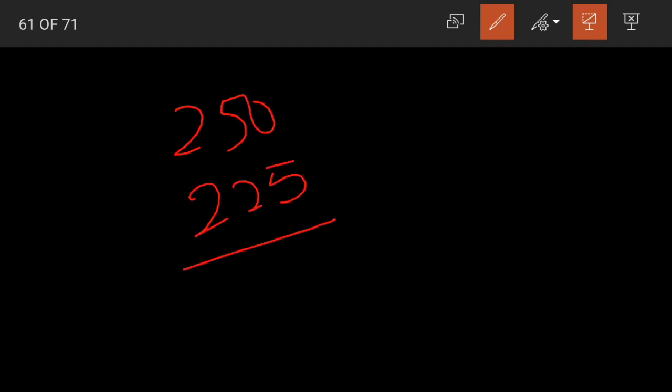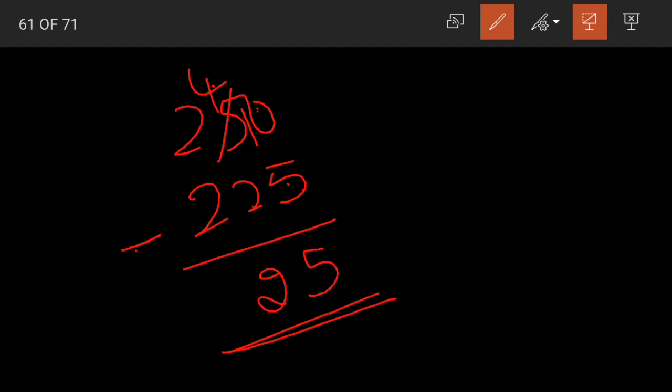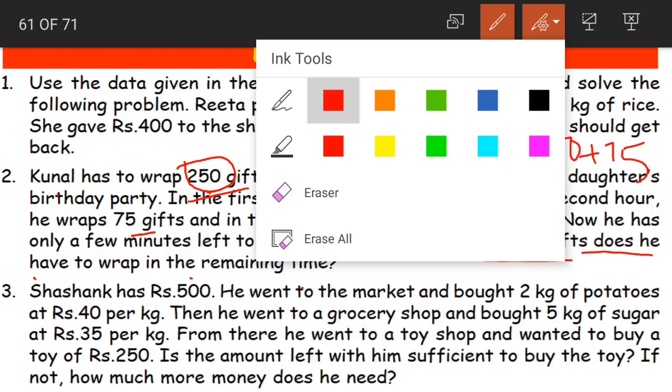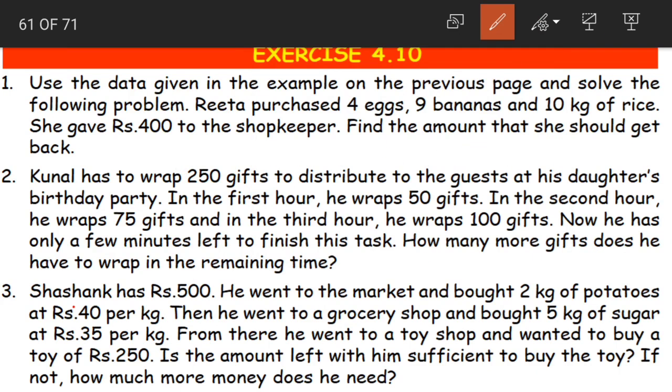The total is 250. But he has wrapped only 225. So how many are still remaining? We need to subtract. 5 minus 0 is not possible. Borrowing. 10 minus 5, 5. 4 minus 2, 2. How many gifts are left, children? Kunal still has to wrap 25 gifts in the remaining time. Clear? The last question for today.